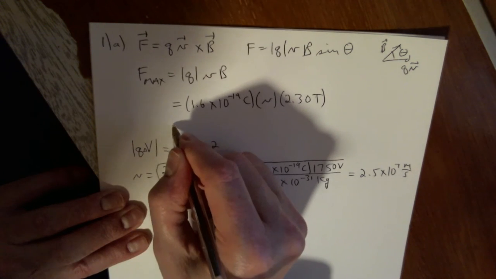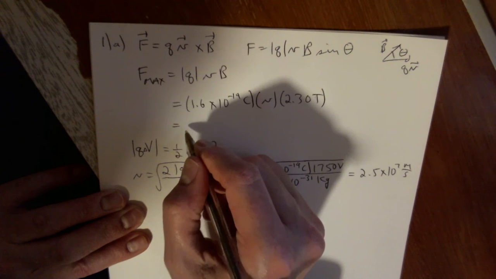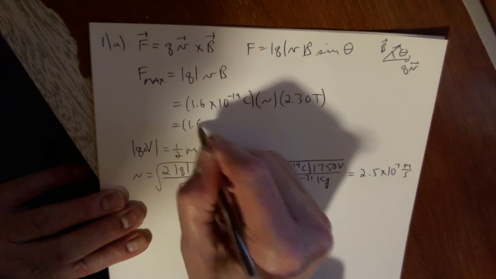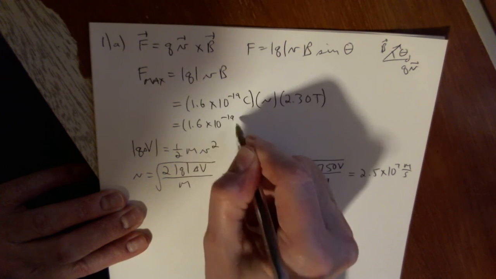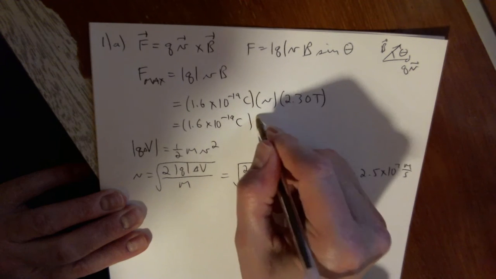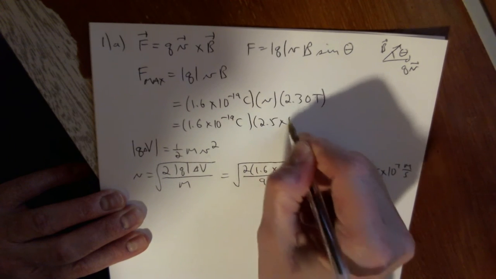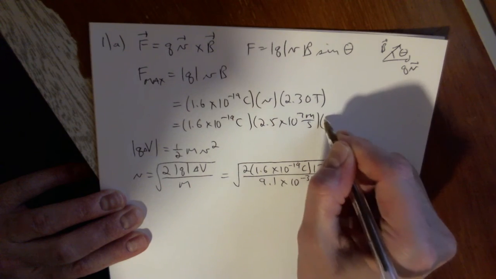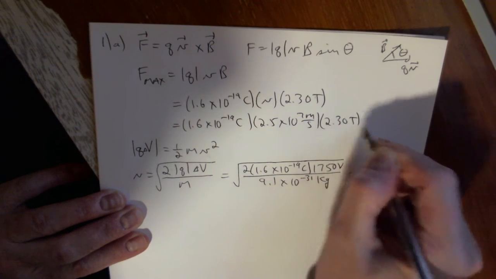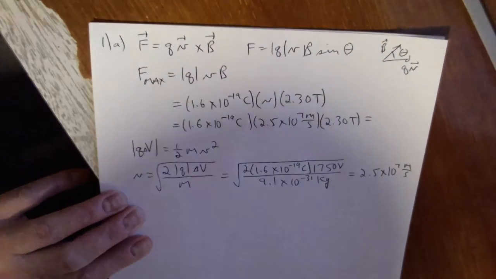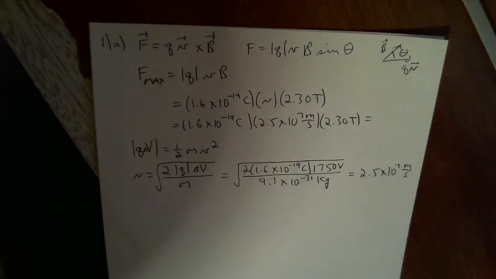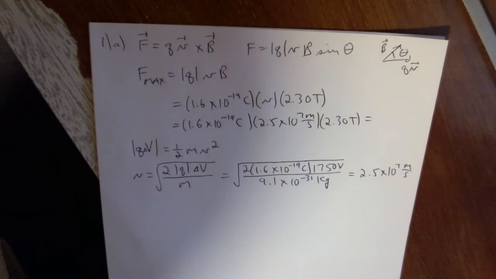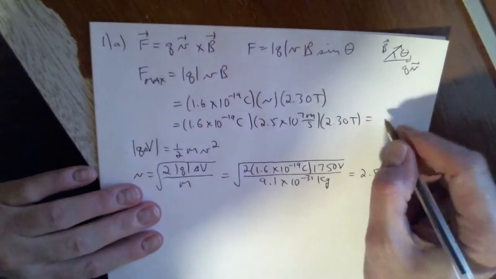So if I plug that in up here, I get the charge times the speed times the B field, and that comes out to be 9.2 times 10 to the negative 12 newtons.